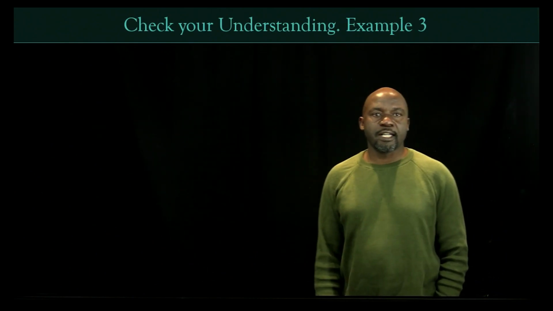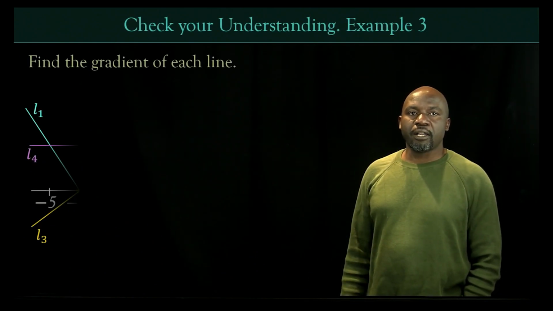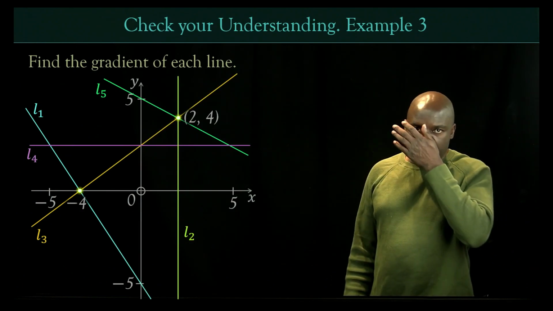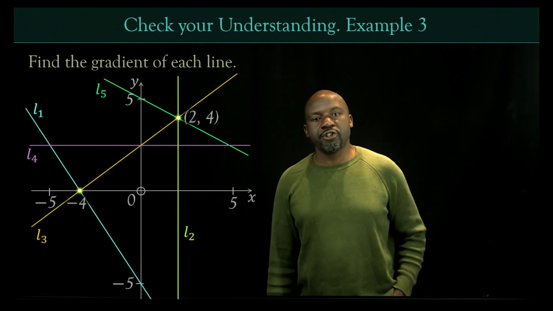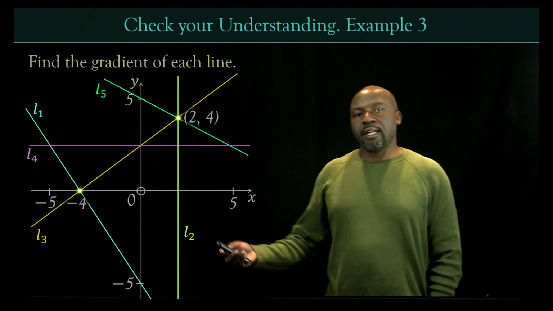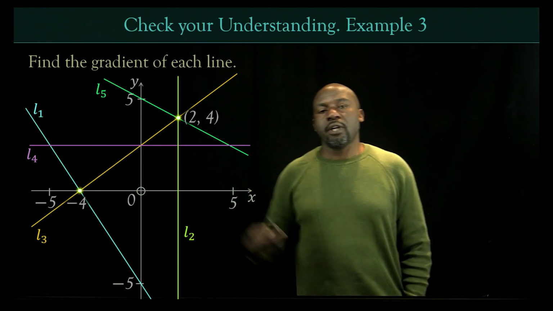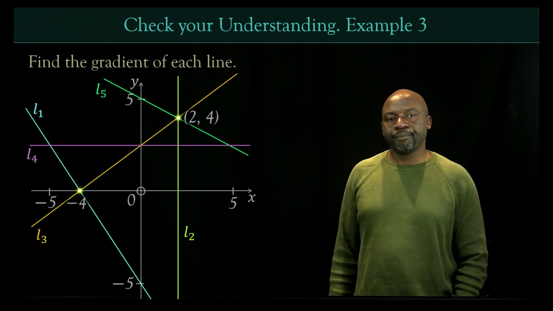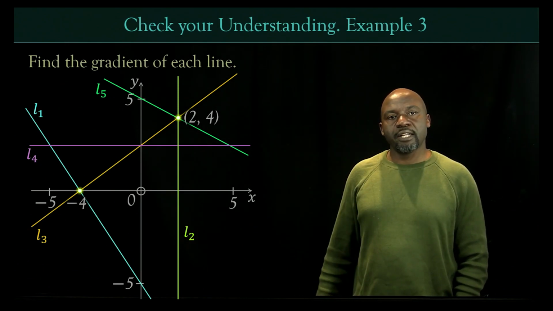Still checking your understanding, and the question is to find the gradient of each line. Now this time we don't have the grid, however we have enough information to help us find the gradient of all the lines. Needless to say, line 4 is horizontal and line 2 is vertical. Okay, so find the gradients of those lines.